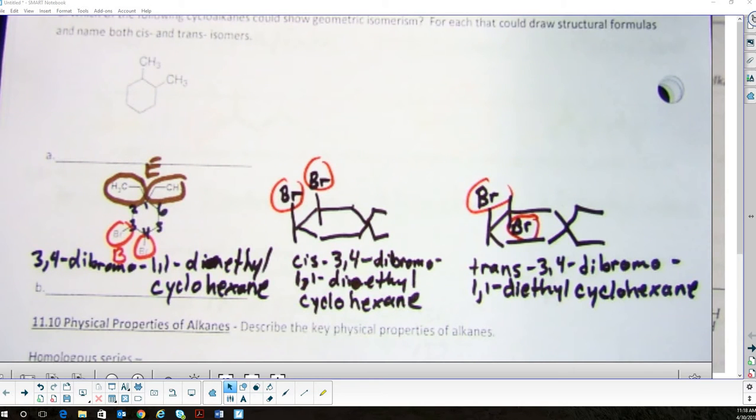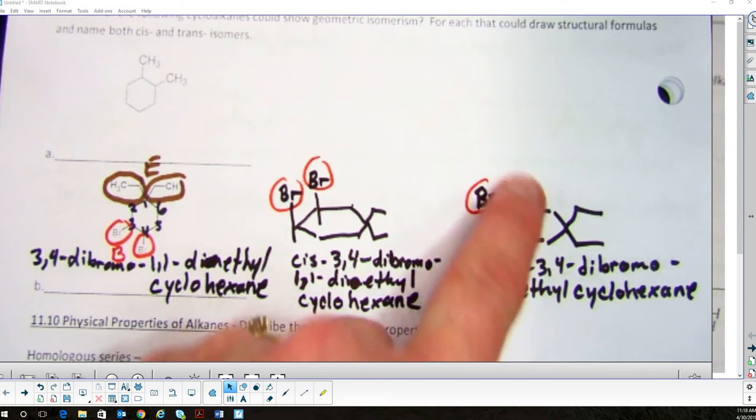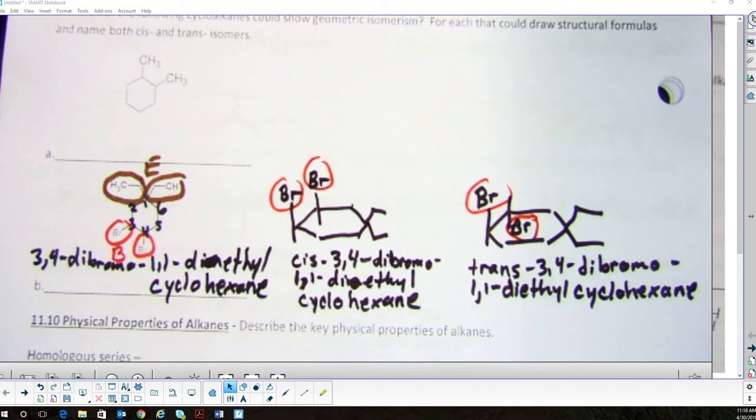Okay, so how'd you do? Thumbs up, I got it. Thumbs down, I have no clue what I'm doing still. I need thumbs. I need to know where you're at. Okay. All right. Okay, yes. No, this bromine could be down and this bromine could be up as long as they're opposite.